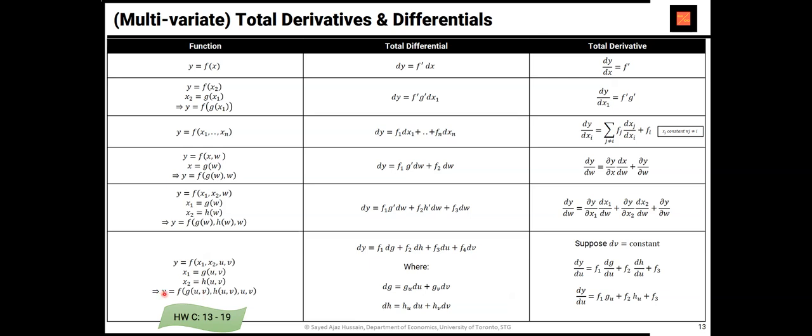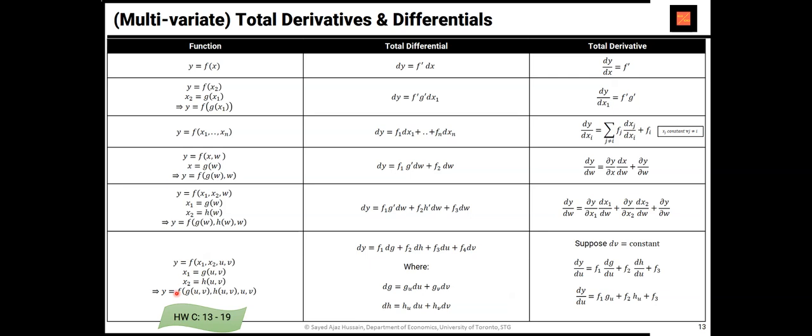So if both u and v change at the same time, what's the total change in y? Here goes. The total change in y is first the change in the f function due to a change in the first argument, that's the f1, times the total change in the g function, that's your dg right here. And by the way, what's dg? Well, since g is a function of u and v, the total change in g is the change in g due to u times the change in u plus the change in g due to v, gv, times the total change in v.